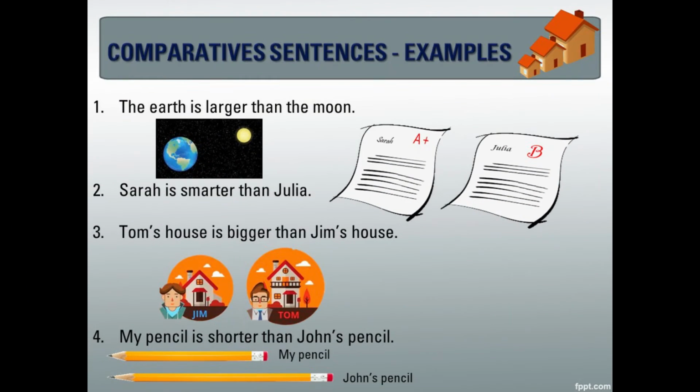Comparative sentences. Examples. 1. The earth is larger than the moon. 2. Sarah is smarter than Julia. 3. Tom's house is bigger than Jim's house. 4. My pencil is shorter than John's pencil.